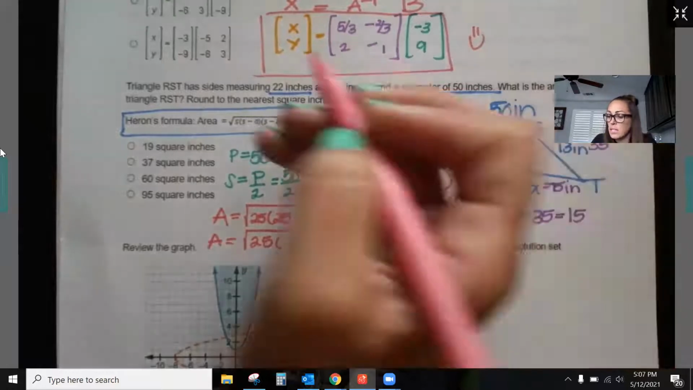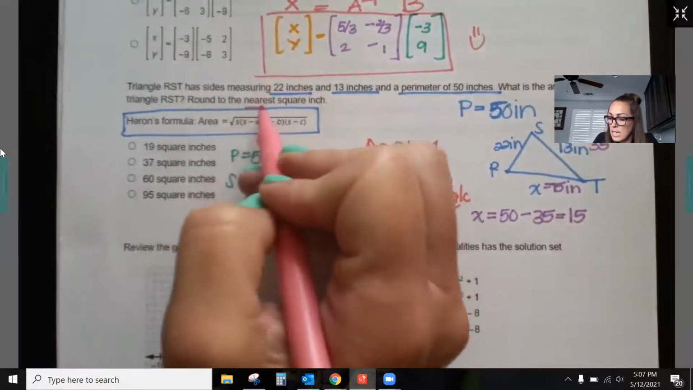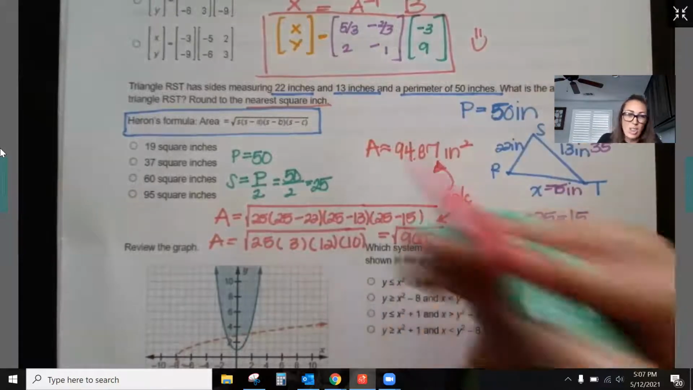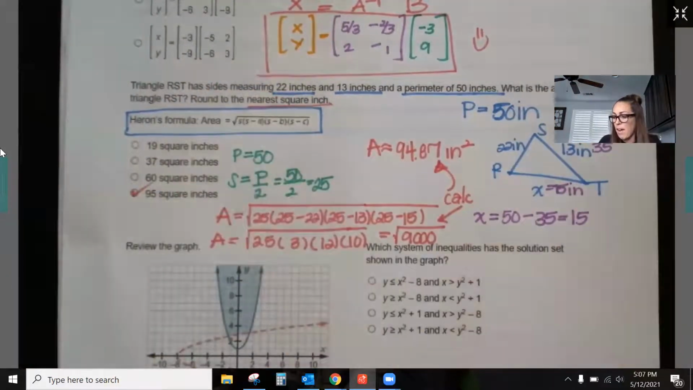And so I look here and it says round to the nearest square inch. So when I want to round this to the nearest whole number, it's going to be 95, and there's my answer.